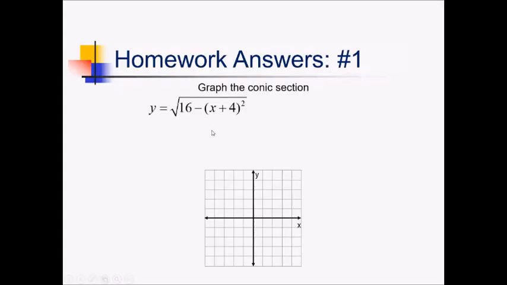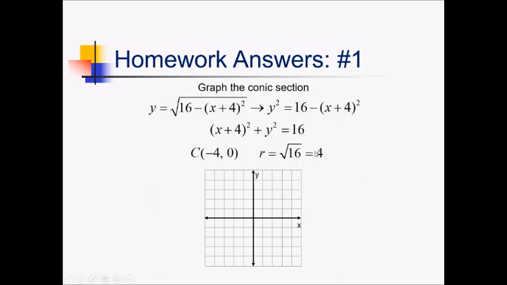To graph this function, we're going to be graphing a semicircle because we've got the square root of something squared. So let's start by making it look like a circle. We can square both sides to get rid of that square root. So that's y squared equals 16 minus (x plus 4) squared. And then if we just add this squared parentheses to the left side, now we have something that looks like a circle, with a center of (-4, 0) and a radius of square root of 16, or 4.